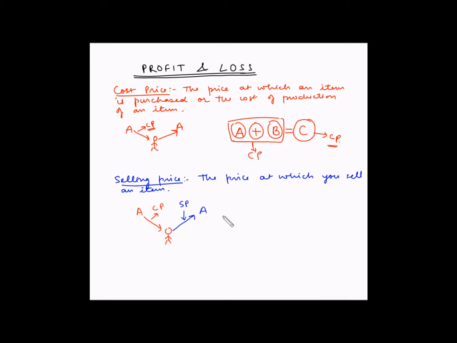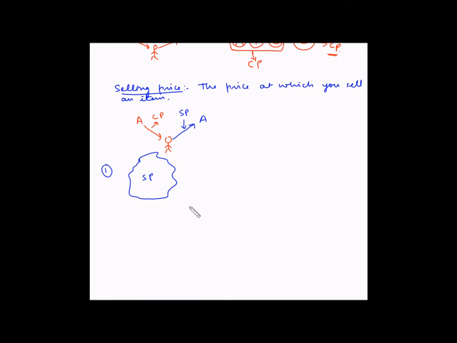Now with the selling price and cost price combination, there are three possible cases. So let's say the first case is that your selling price is this size, while your cost price is this size. In other terms, your selling price is larger than your cost price, or you bought it for less and sold for more. So in this case, you have made a profit.